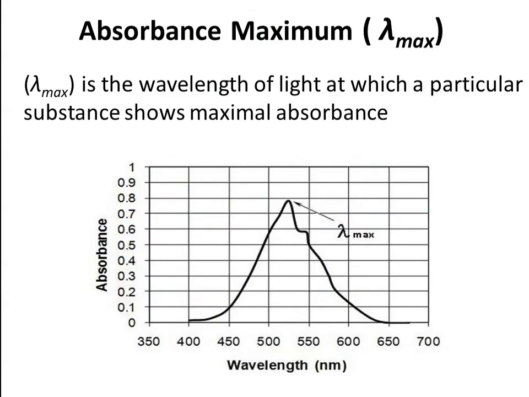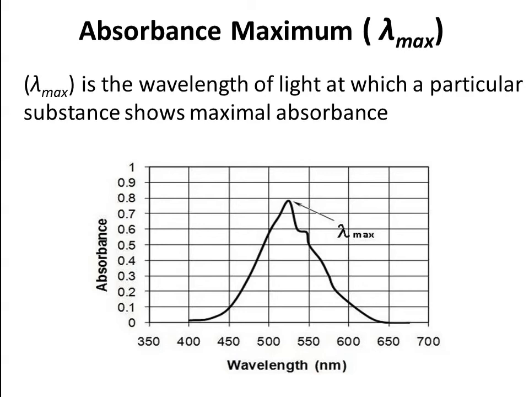To answer this question, we're going to talk about the concept of absorbance maximum, or lambda max. Remember that when we're using the spectrophotometer, the light source provides visible light, which contains many wavelengths. And the visible light is filtered so that the light shining on the sample is a specific single wavelength, which we call monochromatic.